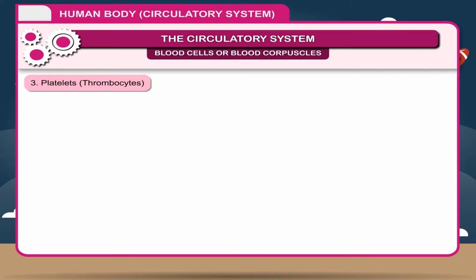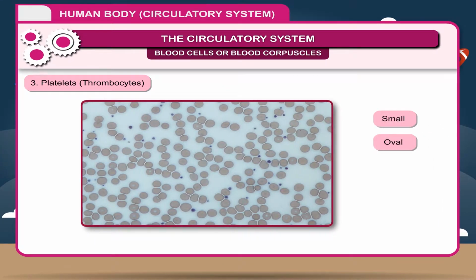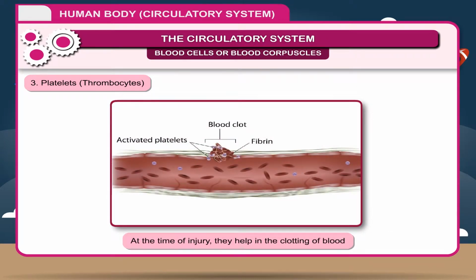3. Platelets, thrombocytes. The platelets are small, oval, colorless, flat, granular corpuscles which are without nuclei. At the time of injury, they help in the clotting of blood.